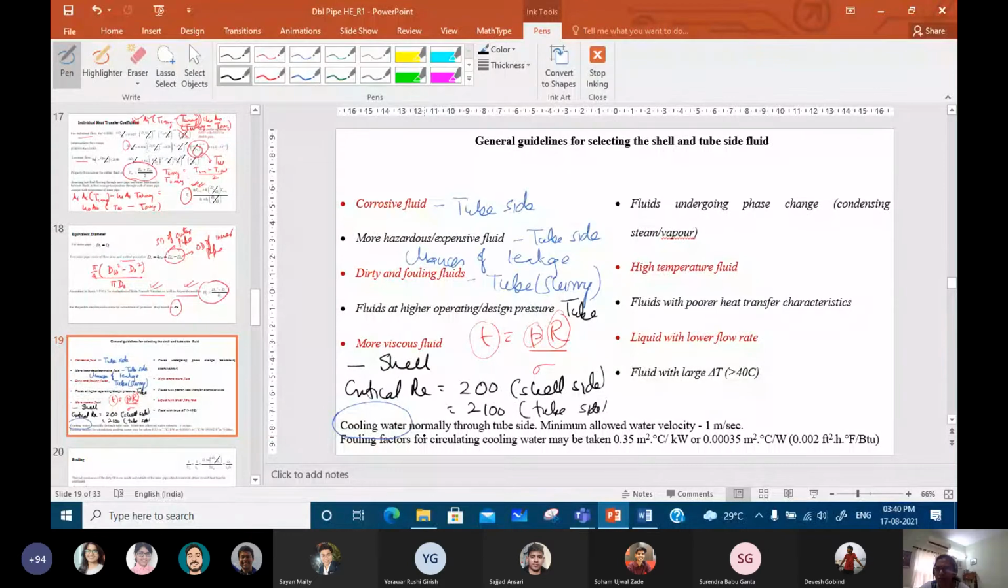So if you find that by putting it on the shell side, the flow is turbulent, you will go for it. But if you find that the flow is laminar, even when you have put it on the shell side, then in that case, you bring it back and put it on the tube side because the higher velocity will ensure a higher heat transfer coefficient. So that is specifically the reason. Am I clear to you?